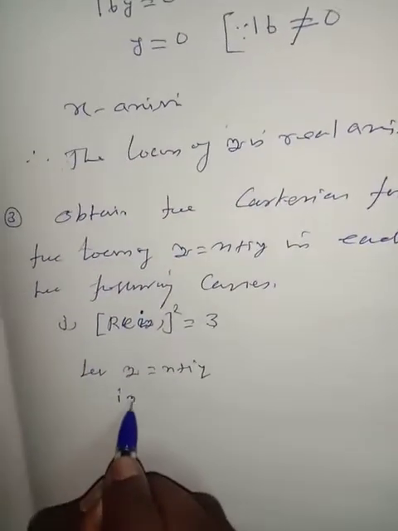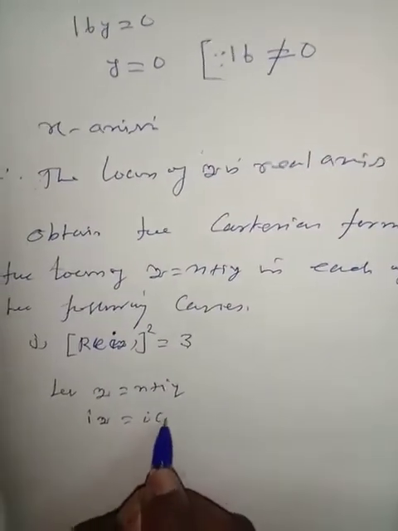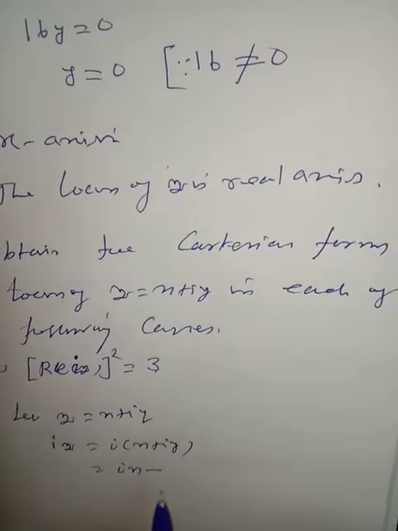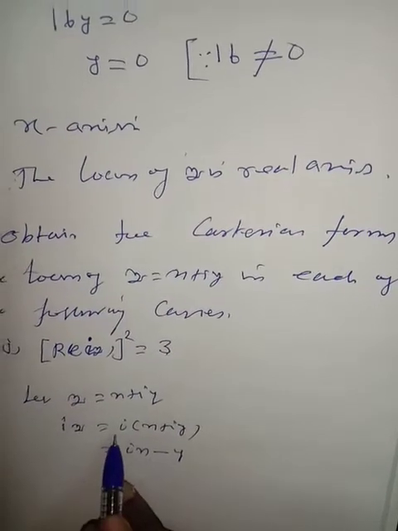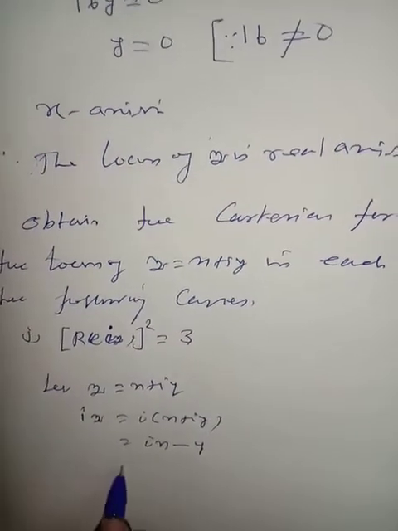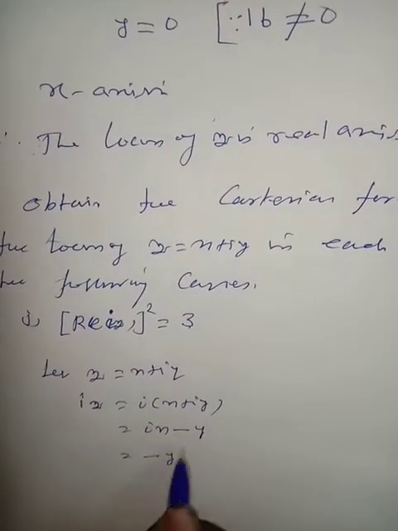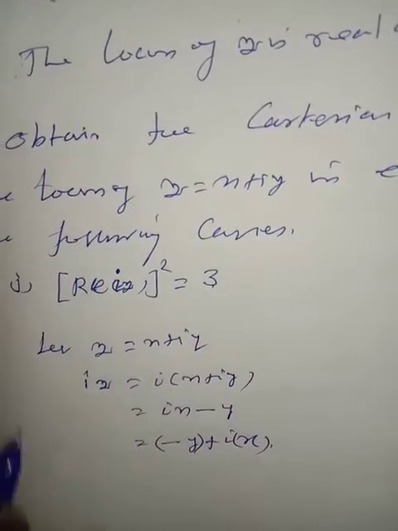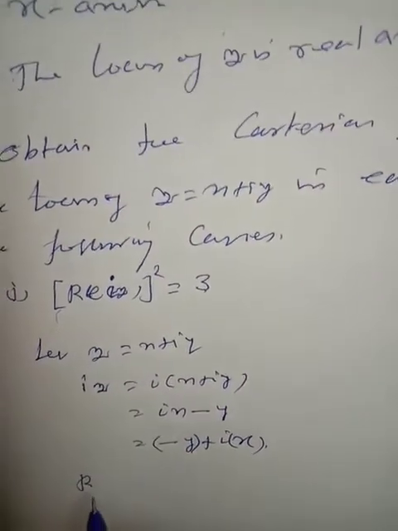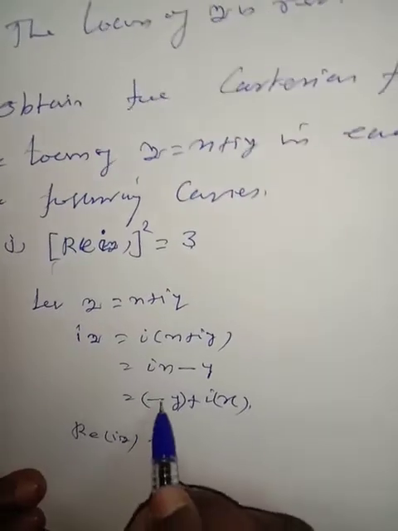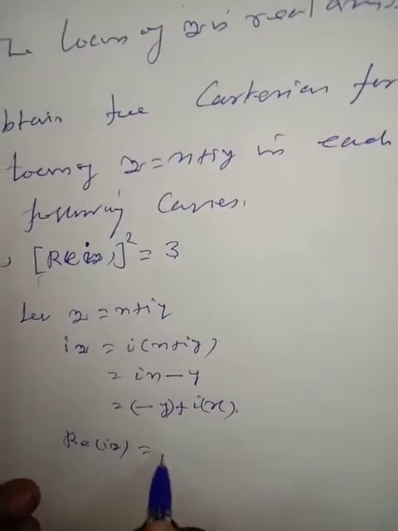iz is obtained by multiplying by i on both sides: i(x + iy) = ix + i²y. i² is −1, therefore −1 times y is −y. So this can be written as −y + ix, the a + ib form. Now the real part of iz: here −y is the real part and x is the imaginary part. The real part of iz is −y.